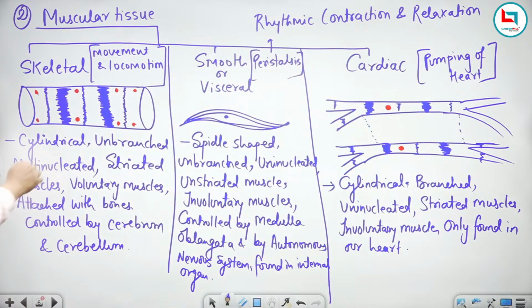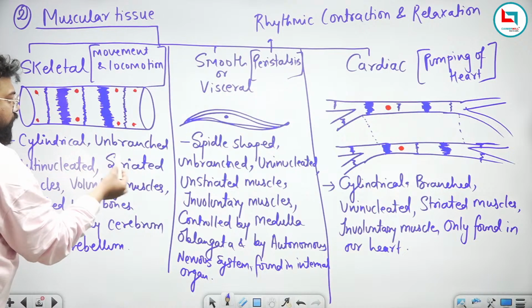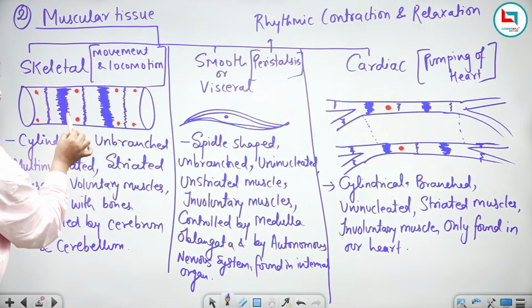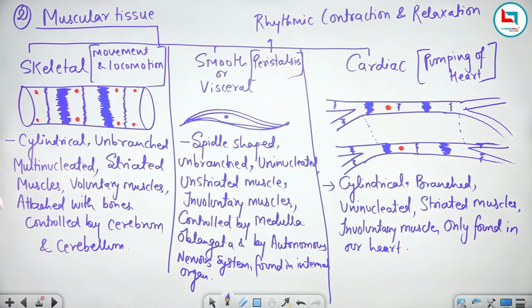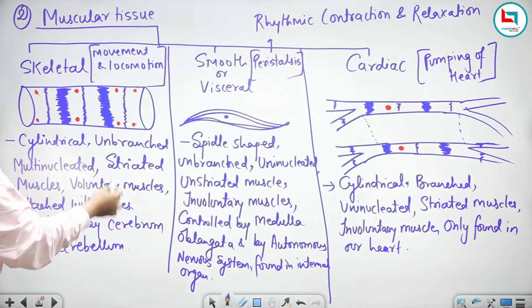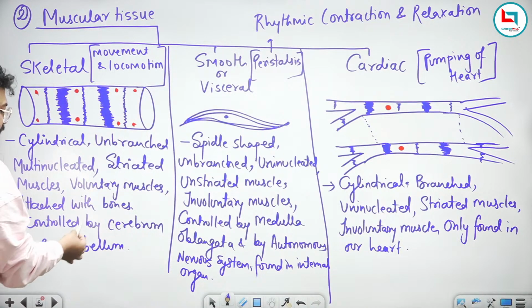It is cylindrical in nature, unbranched, multinucleated, striated. Striated means it will show a band pattern, light, dark, light, dark, light, dark, like this. These are voluntary muscles, can be controlled with our will. These muscles are attached to our bones and controlled by the cerebrum and cerebellum.